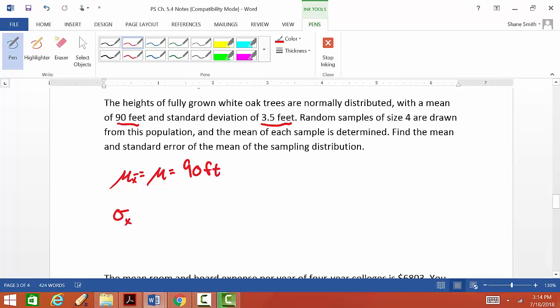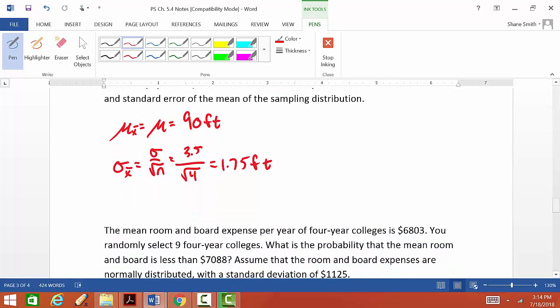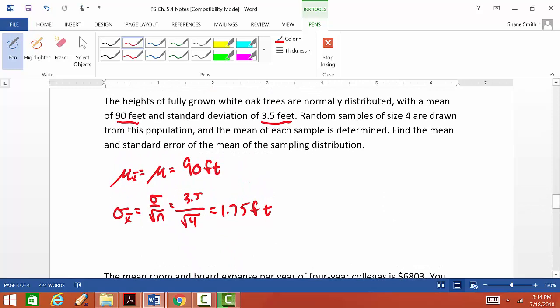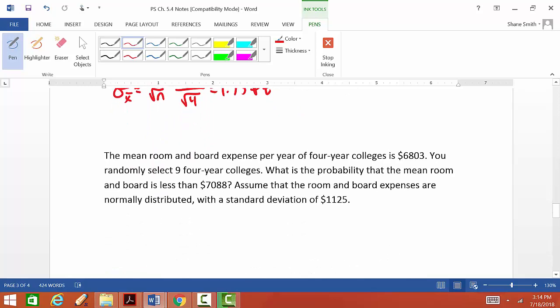And the standard deviation, which is sigma sub x bar, is sigma over the square root of n, which is 3.5 divided by the square root of 4, which is 1.75 feet. Okay, and that's it. Now the next one is a little bit more in depth. It's very important you recognize that what we're talking about is the sampling distribution of sample means. And that's exactly what we're going to be talking about in this next one. But now we're going to actually find a probability using this information.